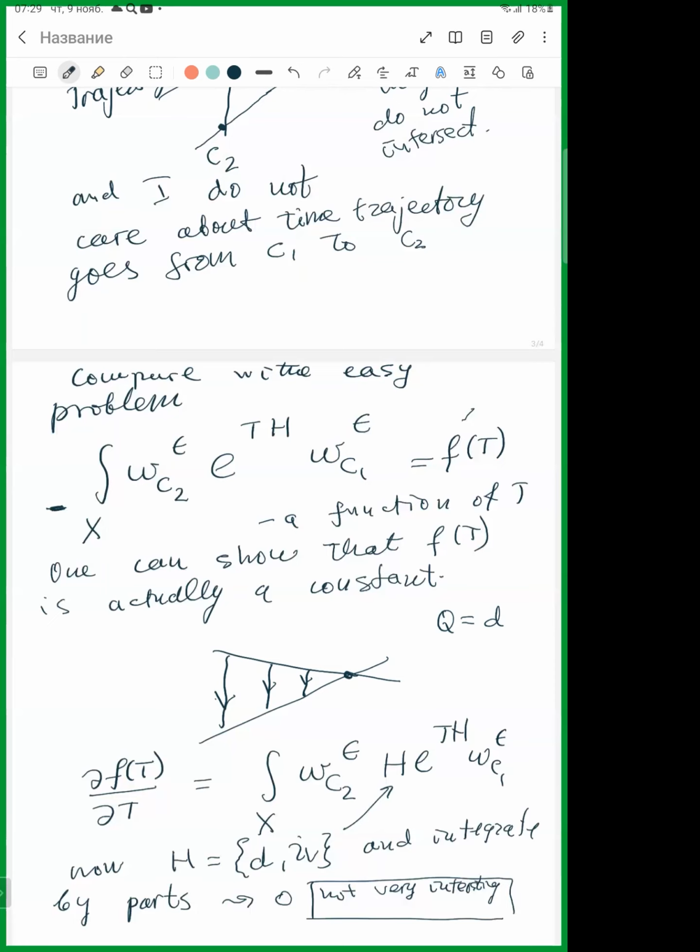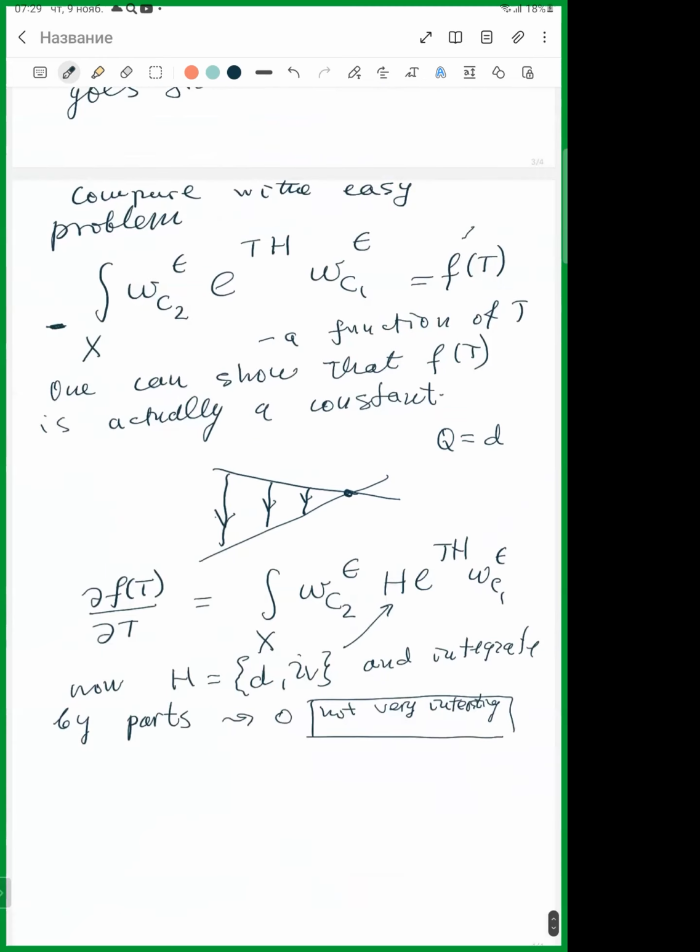Well, because I think when we transport C, say C1 tilde, it's a homotopy.